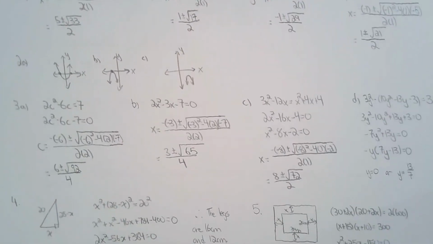For question 3, they want us to solve the quadratic equation. So for 3, A, B, and C, they were not factorable. Okay, so if they're not factorable, then you use the quadratic formula. But I saw 3D, it was factorable, so I was like, of course I'm factoring. There's no point of me using the quadratic formula.